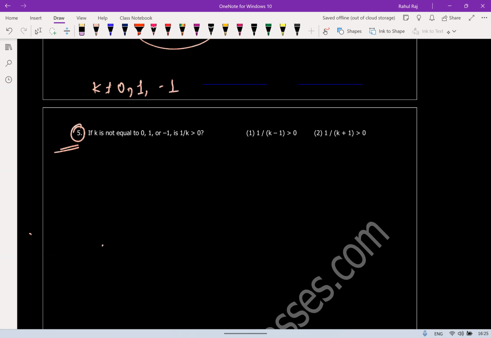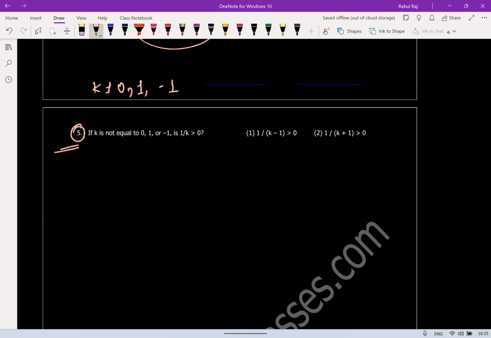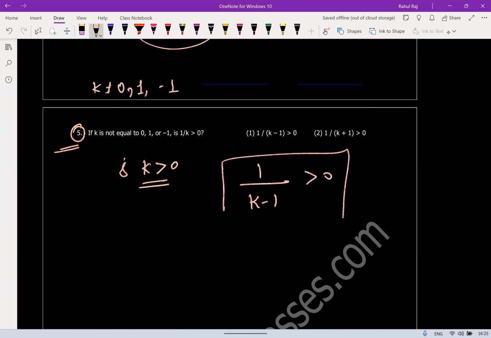There's no rocket science at all. My question says, is 1 over k greater than 0? And 1 over k is only greater than 0 when k is positive. So if I make the question, is k greater than 0, 1 over k by default will be greater than 0. So my simple question, according to me, is k greater than 0 or not? Now statement number 1 says what? 1 over k minus 1 is greater than 0. Am I right? Yes or no?